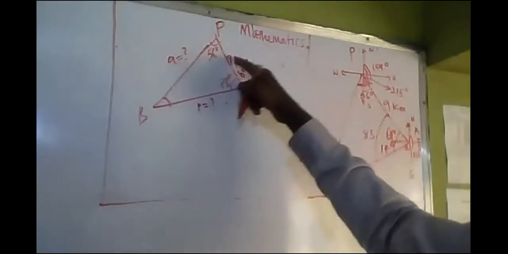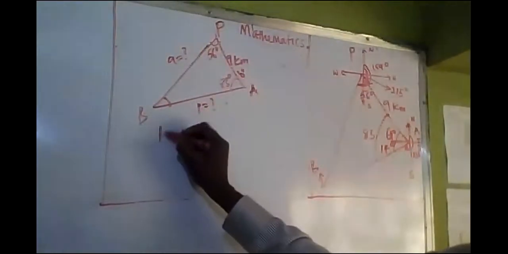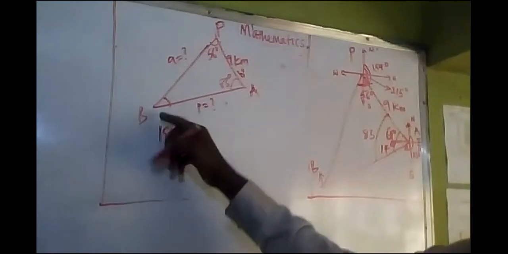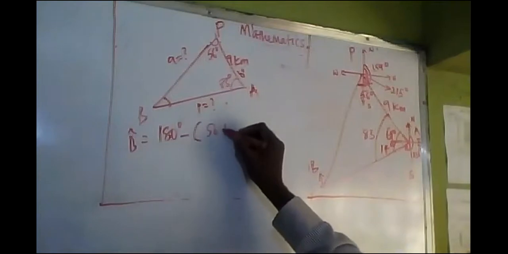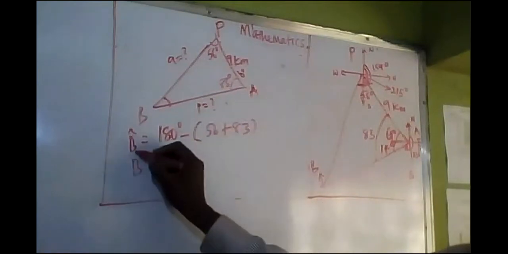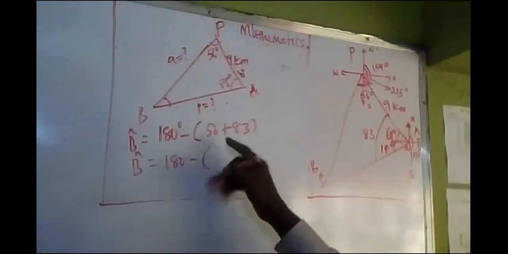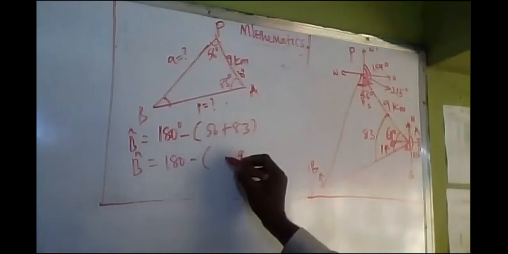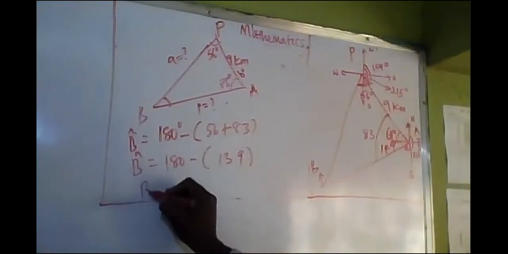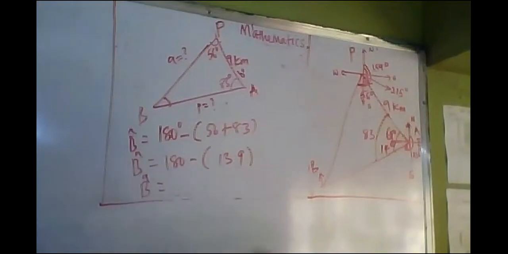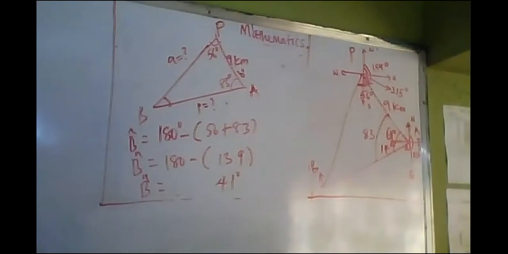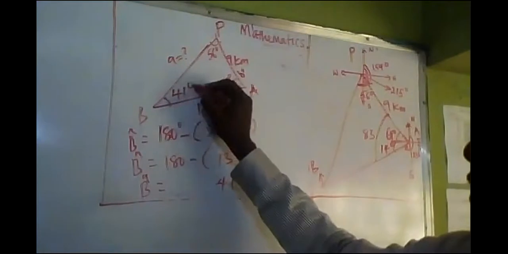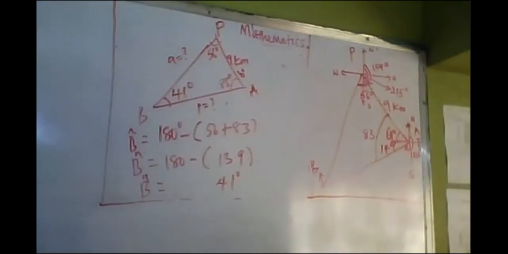So we can actually make this one complete by adding. That's 180 degrees. If you're looking for angle B, 180 minus 56 plus 83. So angle B will now give me 180 minus 139. That should give me 41 degrees. So this place is 41 degrees. So it's complete now.